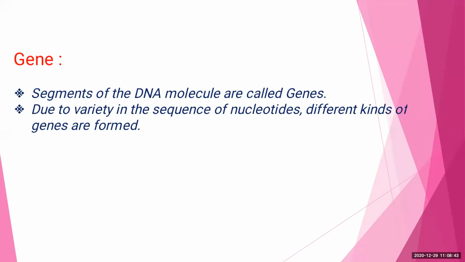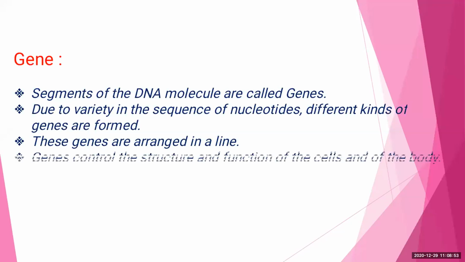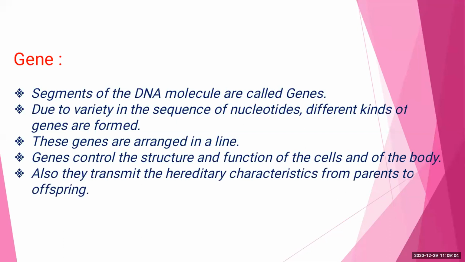Due to variety in the sequence of the nucleotides, different kinds of genes are formed. These genes are arranged in a line. Genes control the structure and the function of the cells and of the body. Also, they transmit the hereditary characteristics from parents to offspring, right? So, these genes are transferred from one generation to another by the process of cell division, and that is called meiosis, right?